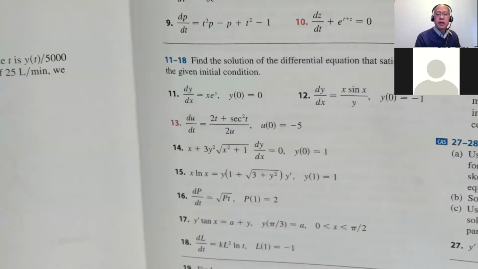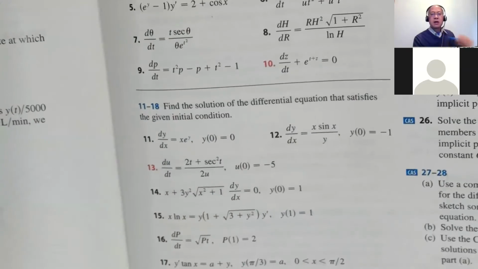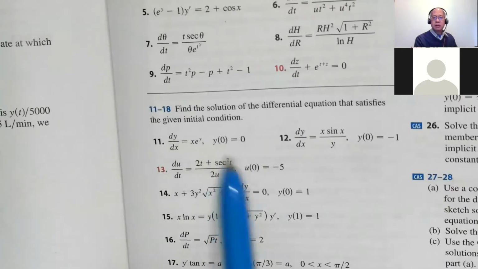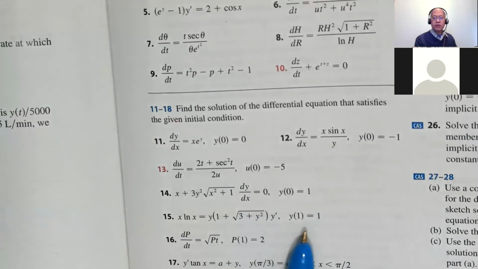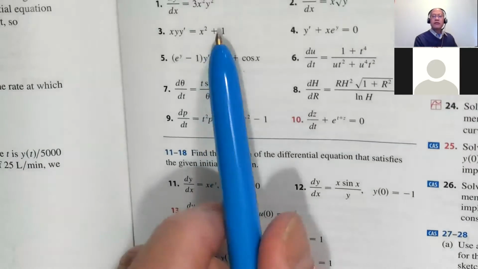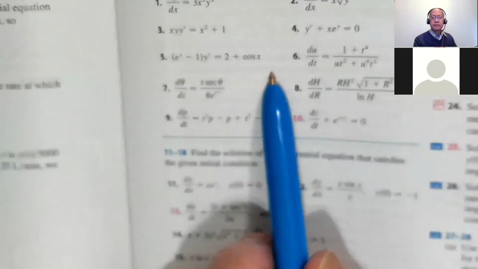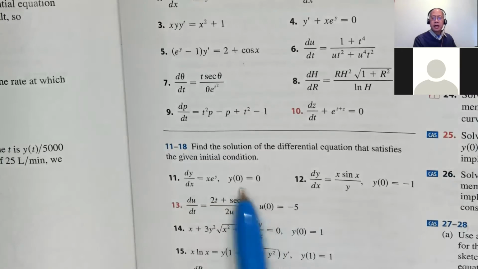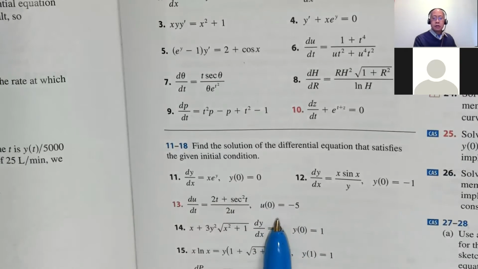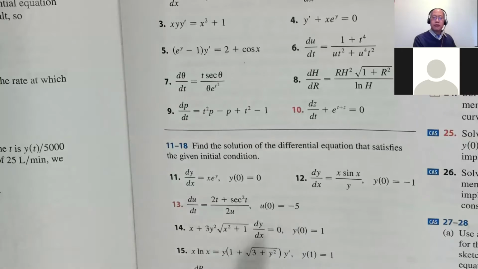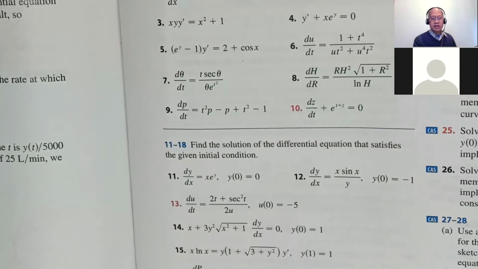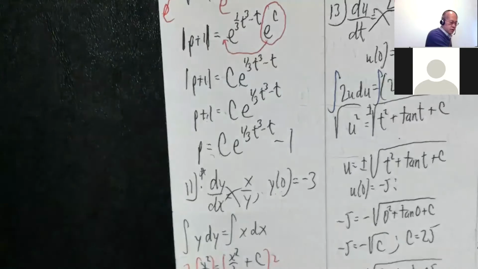And then starting with problem 11, they give you an initial condition, right? Here, they don't give you that extra statement. Here they do, like y of 0 is 0, u of 0 is -5, y of 1 is 1, and so on. All of these final answers are going to have a c. These will not have a c because you can solve for c based on the initial condition. So instead of having a plus c, you'll solve for c, so you only have one function involved, if we can even say it's a function. And I'll show you how that works now.